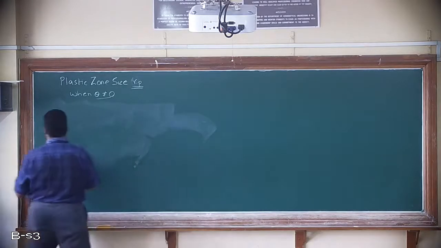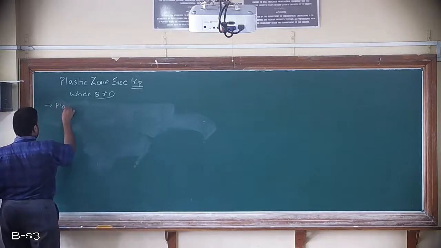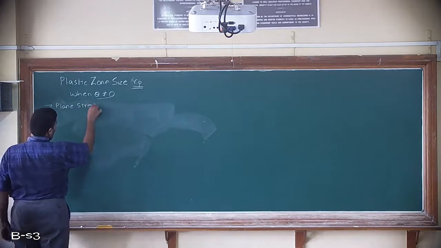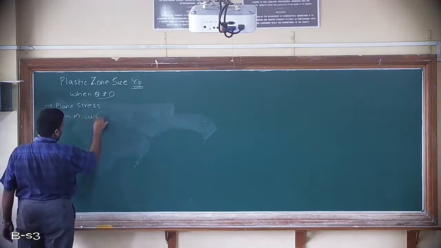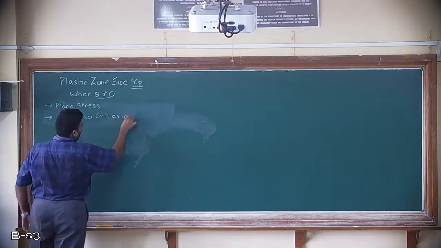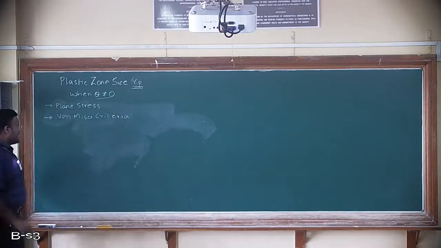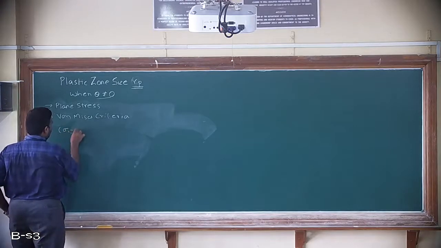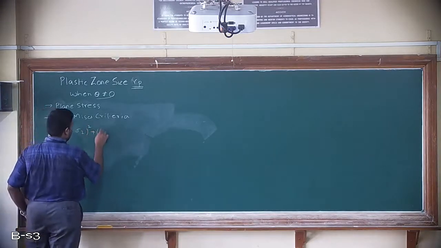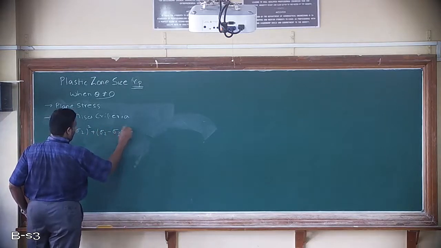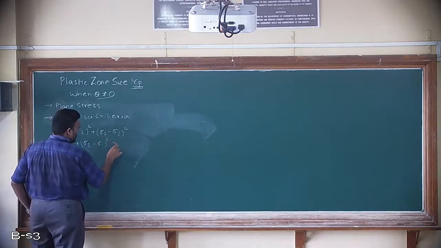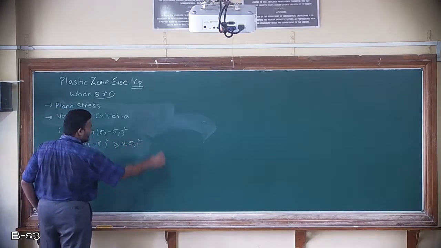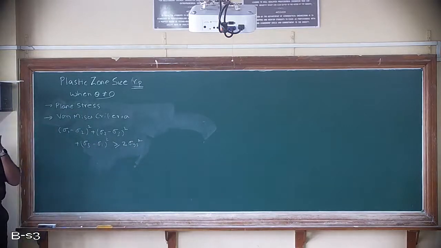Here I take the first case, that is plane stress, and in this I take the case of the von Mises criteria. Clear? In this von Mises criteria we have the equation (sigma 1 minus sigma 2) squared plus (sigma 2 minus sigma 3) squared plus (sigma 3 minus sigma 1) squared should be greater than or equal to 2 sigma_ys squared. Clear? So this is the equation we have for the von Mises criteria.